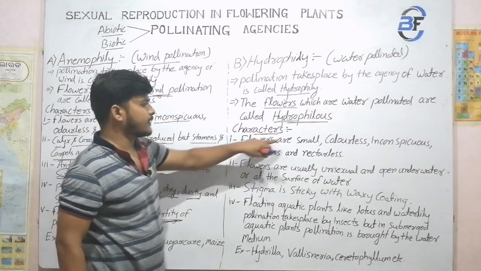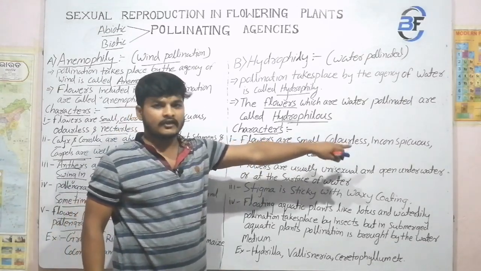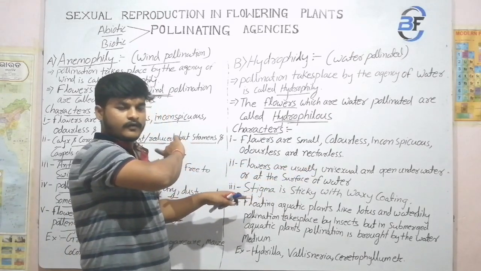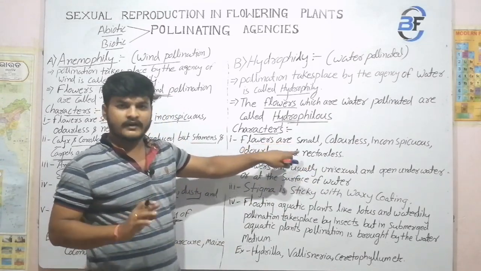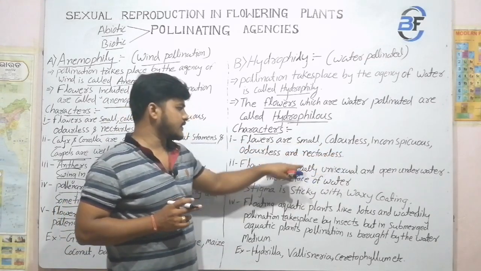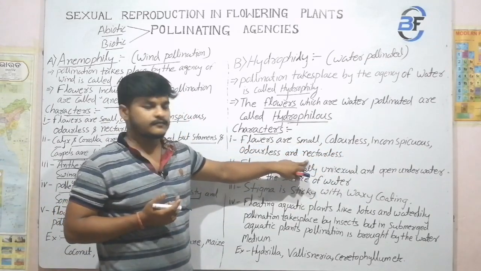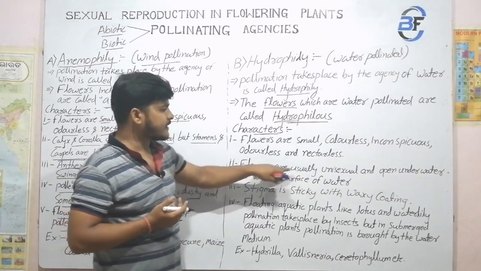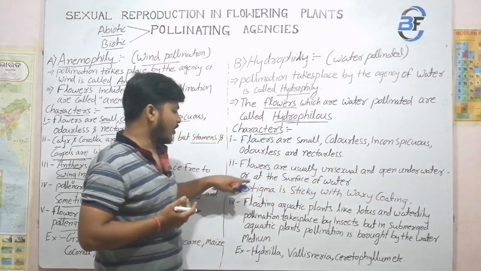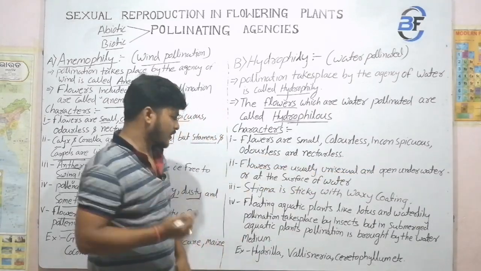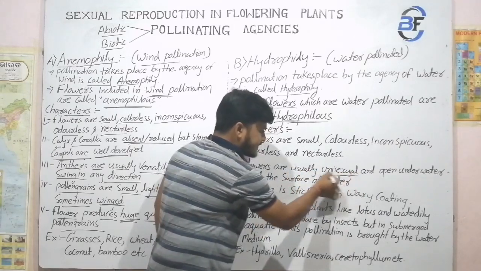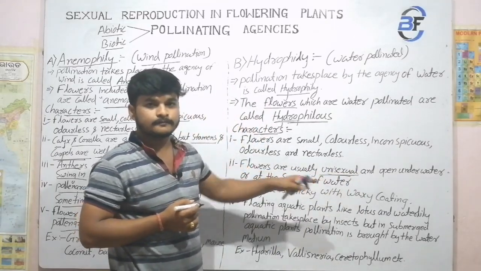Flowers are small, colorless, inconspicuous, odorless and nectarless, the same as the previous one. So flowers are small in nature, colorless, odorless, inconspicuous and nectarless. That means no nectar gland is present. Next, flowers are usually unisexual and open underwater or at the surface of water. Remember one thing, flowers are usually unisexual. That means a single sex organ is present here.